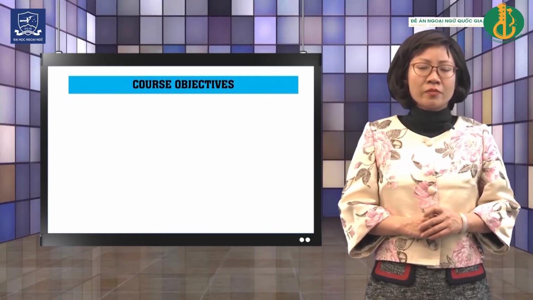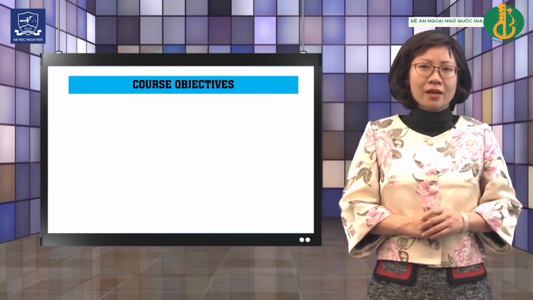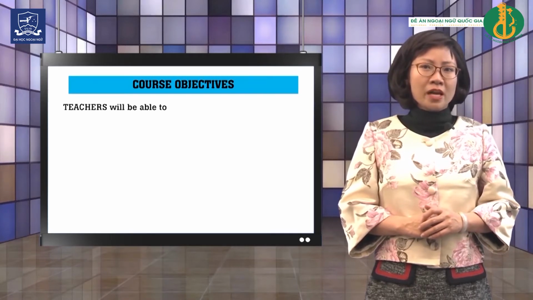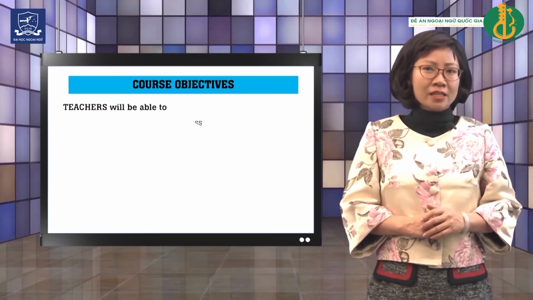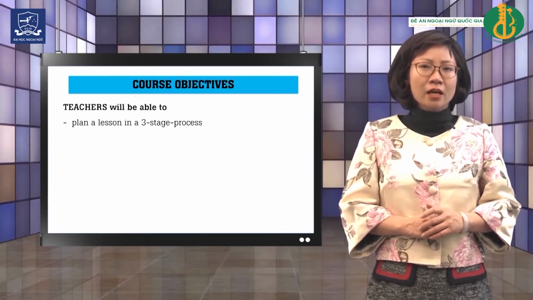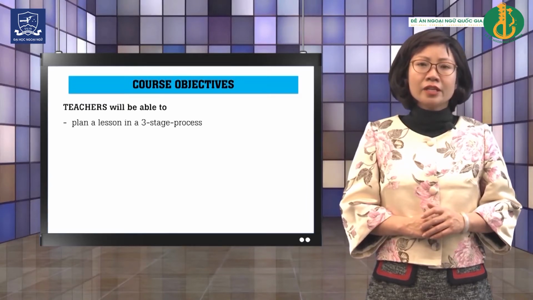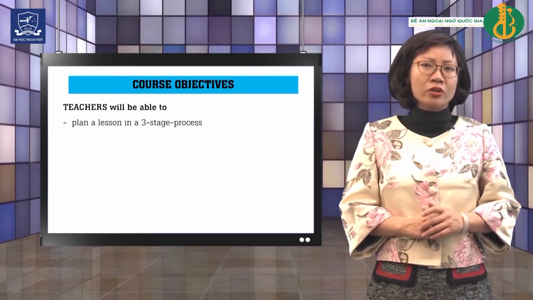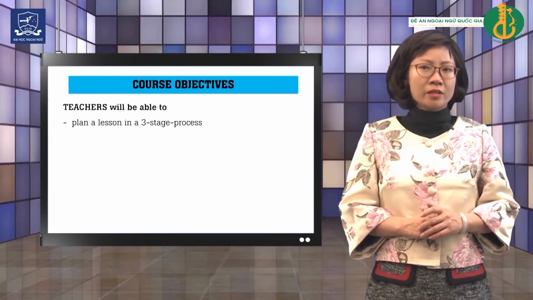Here are the objectives of the whole course. By the end of this module, we hope that teachers will be able to plan a lesson in a 3-stage process. 3 stages here cover things to consider before planning, things to include in a lesson plan, and things to evaluate or reflect during and after planning.